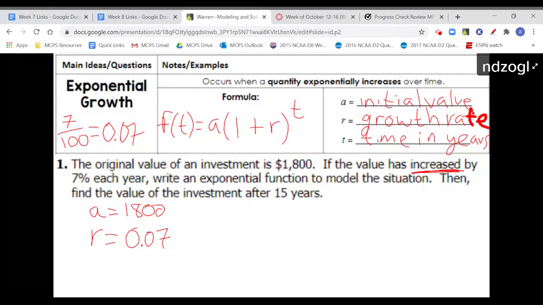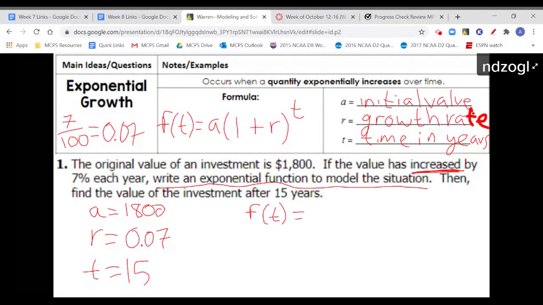And then the other piece of information we have is that we're looking for the value after 15 years. So that would be t equals 15. Before we even get there, though, notice that this question asks us to write an exponential function to model the situation. What that is asking us is to write a generic function that can be used to find the value at any given time. So when I go to plug in these values in the first place, I'm actually going to leave t there because t is my variable. And that is how I write the function that models the situation.